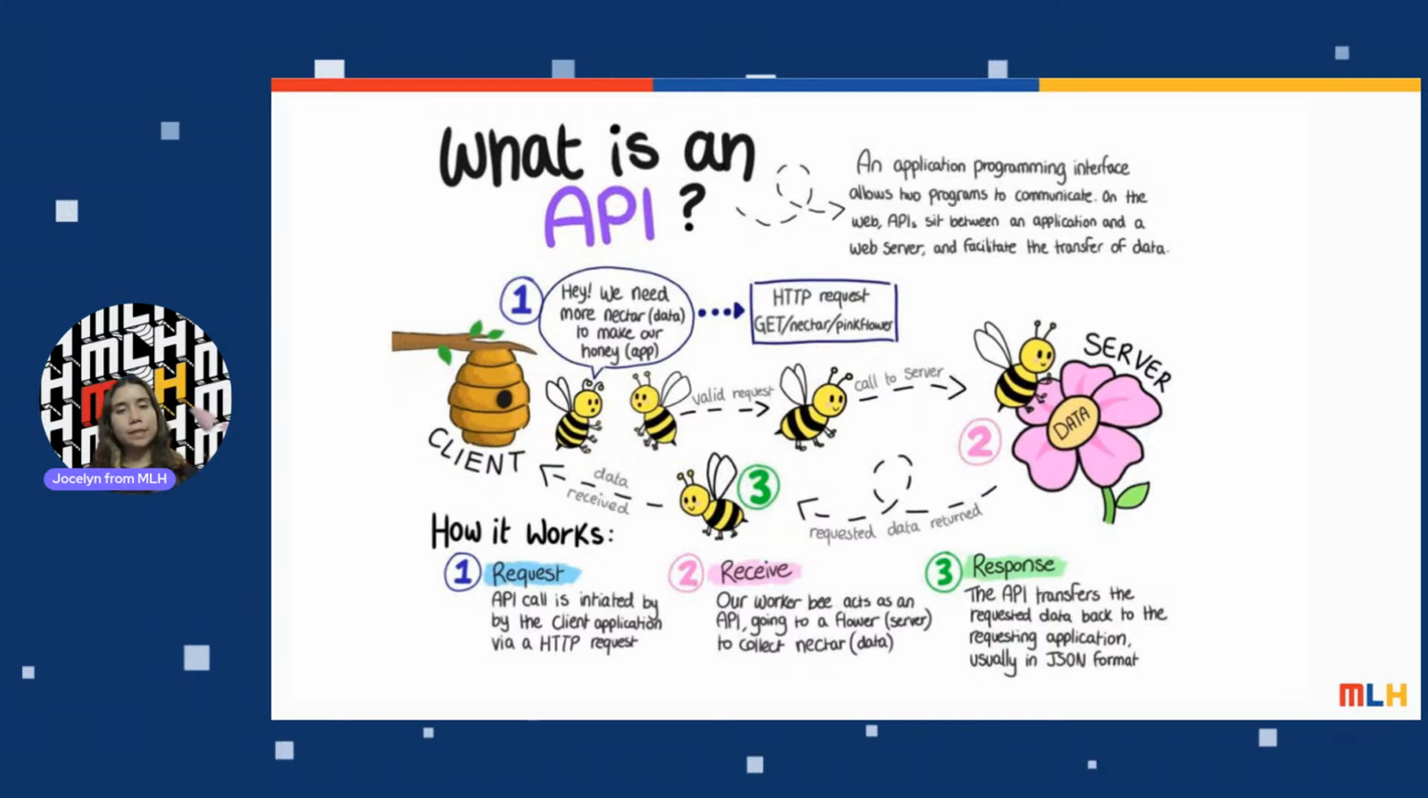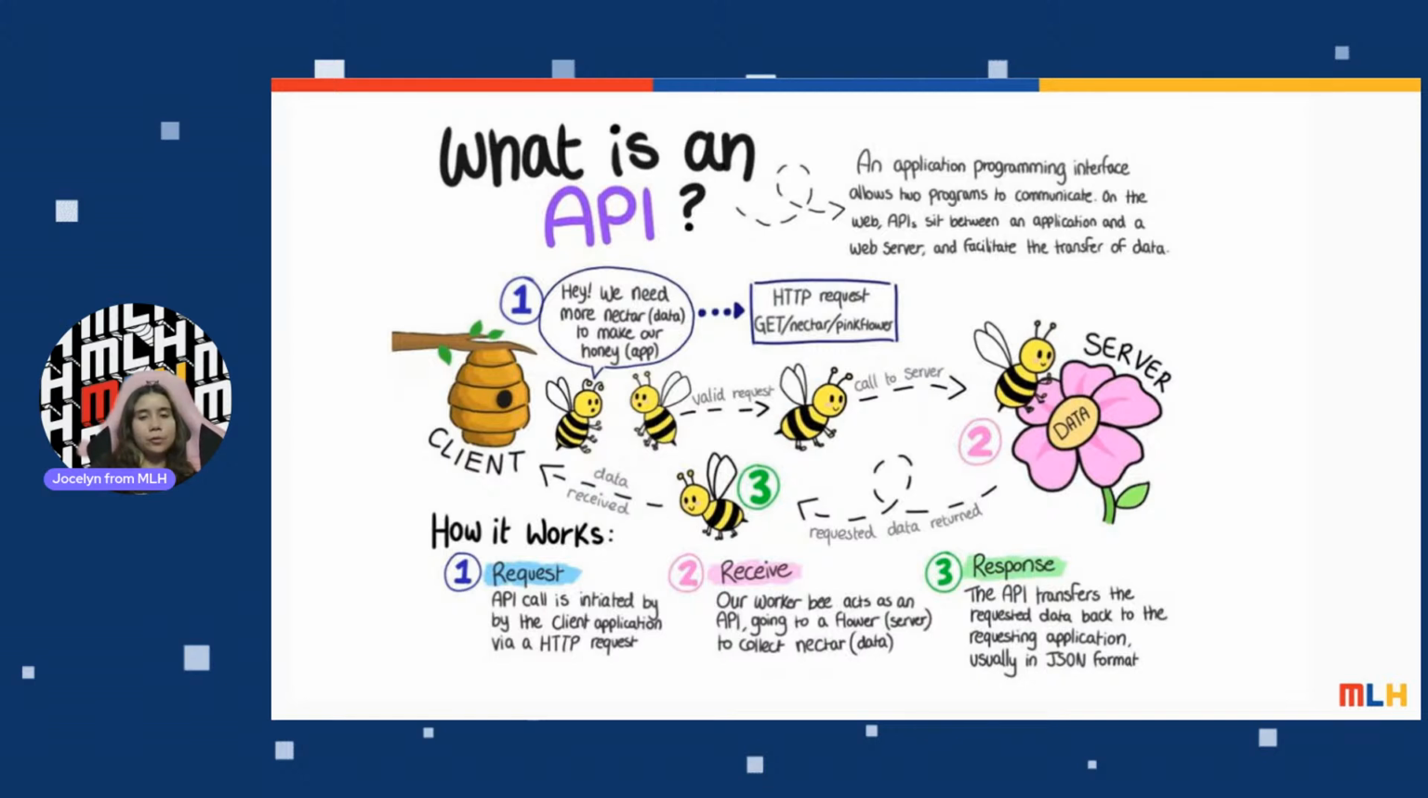An API basically follows a three-step process. First, you make a request to your API, which is initiated by your user or your client, which in this case is our honeycomb over here. Then we receive that request and process it. In this case, the bee is saying, hey, we need more nectar to make our honey. The nectar is basically the data, and the honey is our application. So the receiver bee goes to the flower, gathers the nectar, which in this case is the data, and then goes back.